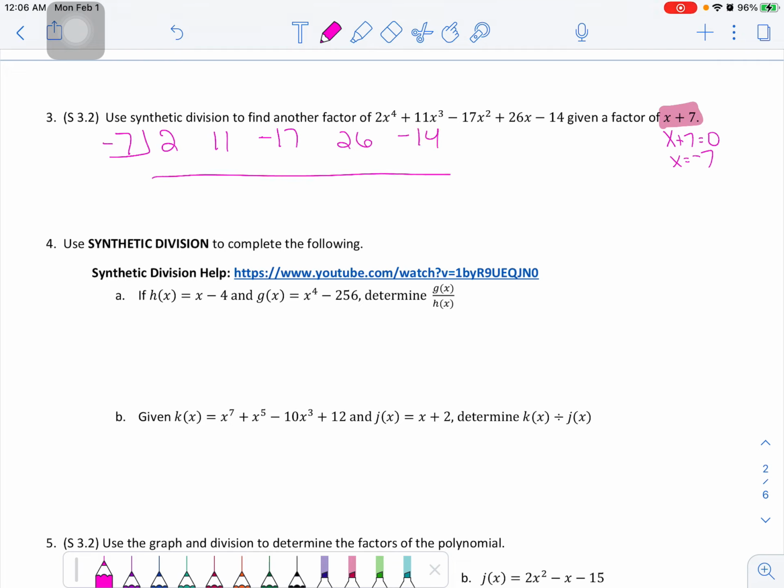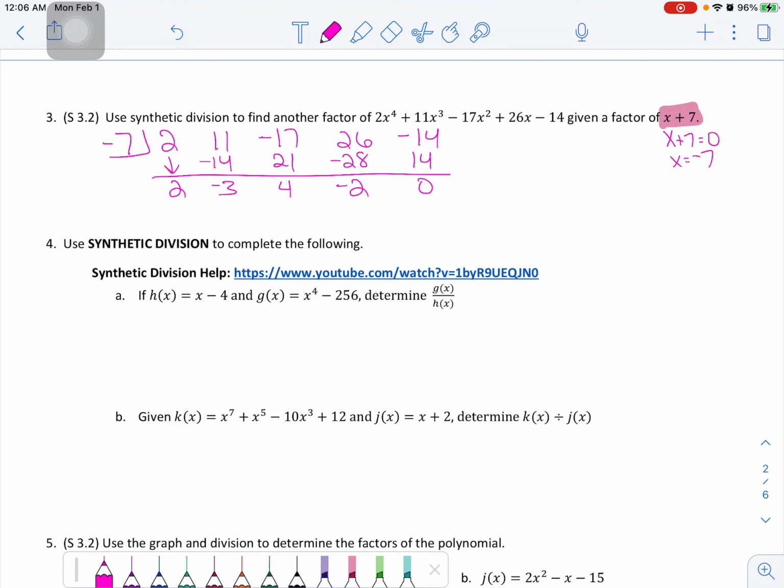Give myself a little workspace here. The first number in synthetic division drops straight down. Let's see, -7 times 2 is -14. I'm going to add those up vertically, so that's going to be -3. -7 times -3 is 21. That's going to be -17 plus 21 is +4. -7 times 4 is -28. -2 when I add those up. -7 times -2 is +14, which means I have a remainder of 0, which means I did the problem right.